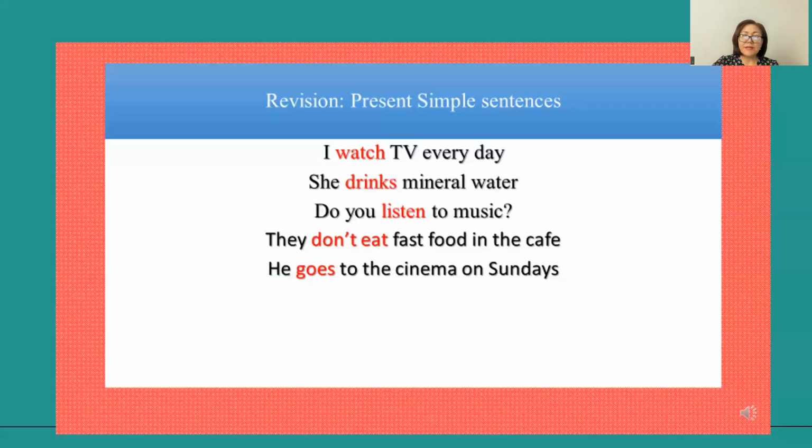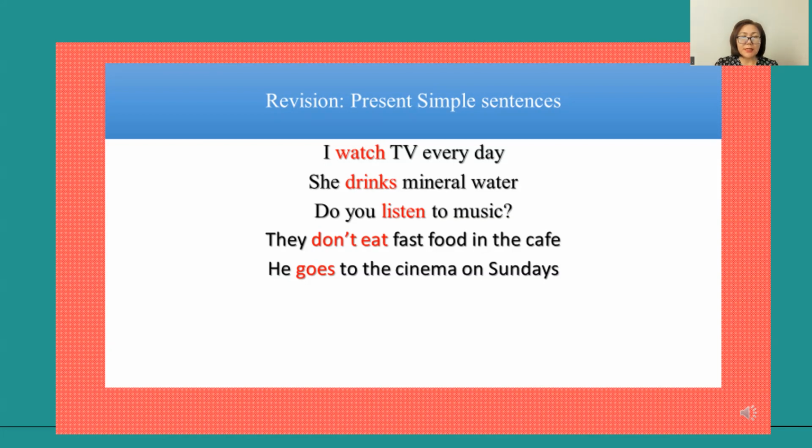So, let's revise present simple sentences again. For example, I watch TV every day. She drinks mineral water.